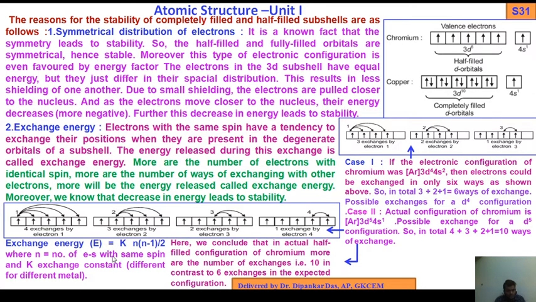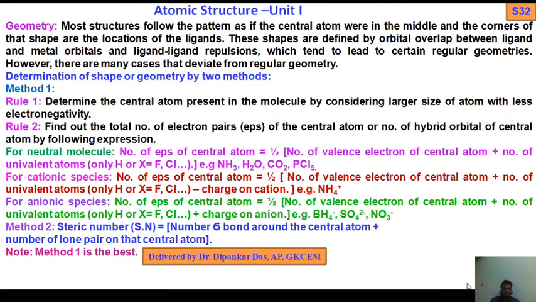Or you can find it using this formula, E equals K n into n minus 1, whole divided by 2, where n is the number of electrons with the same spin and K is the exchange constant, different for different metals. Using this formula you get the value of exchange energy in joules. So that is the two ways you can find this exchange energy. So the reason for the stability of half-filled and fully filled subshells we can explain by symmetrical distribution of electrons and also exchange energy. So next, move on.